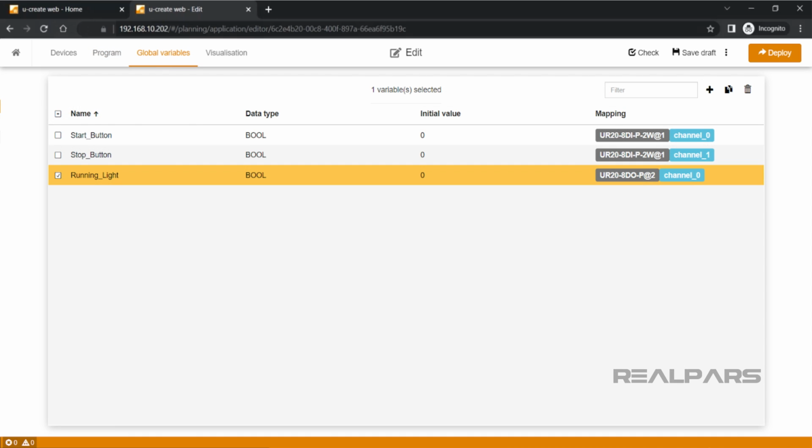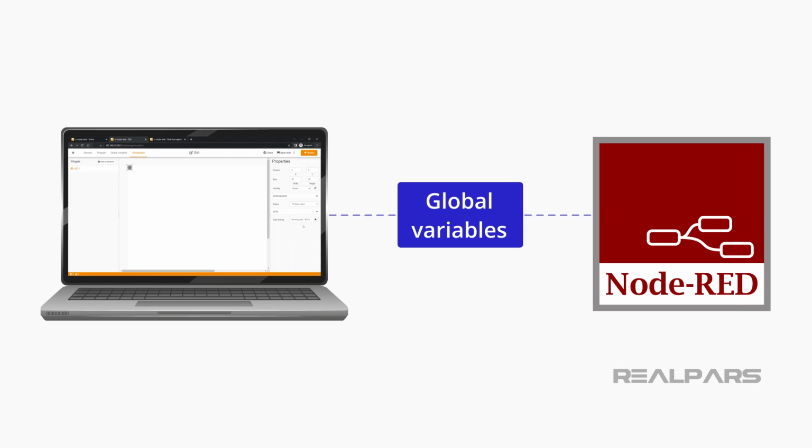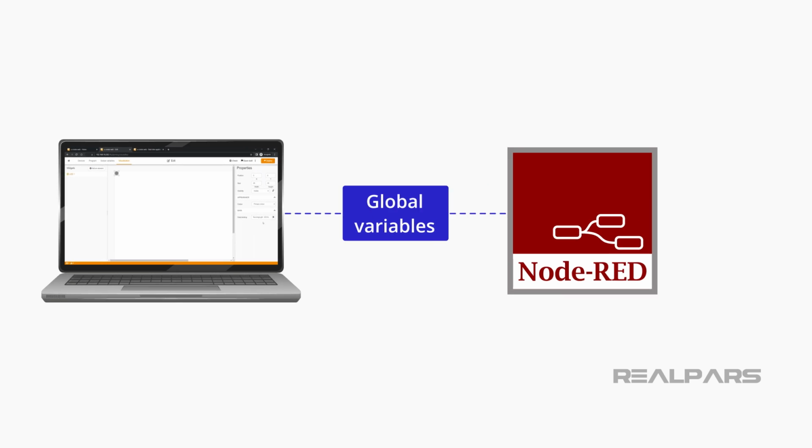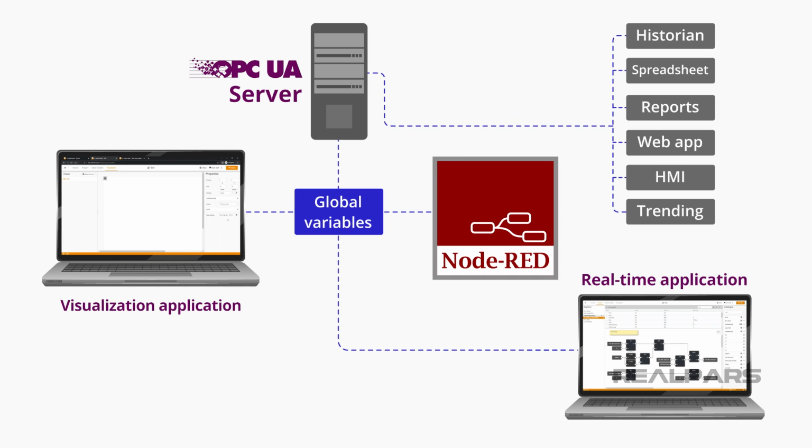Before we move on, I want to highlight that these variables are truly global in the system. Global variables exist in a common data pool that can be accessed by other applications running on the controller, including Node-RED and visualization applications. This is a huge advantage, since it eliminates data redundancies and the annoying need to export variables from one application and import them into another to make data available in different applications.